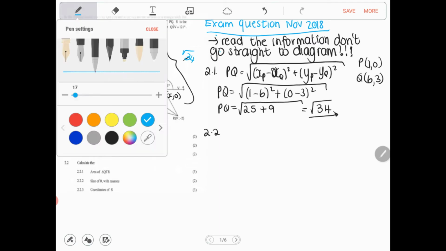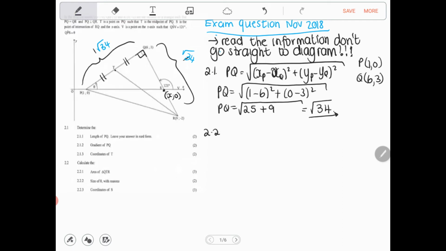All right, 2.2. Find the gradient of PQ. Well, gradient, we know is change in y over change in x. Okay, so y at P is 0 minus 3 over 1 minus 6. So that's going to be negative 3 over negative 5, which gives me positive 3 over 5. And PQ does go up from left to right, so it should have a positive gradient.